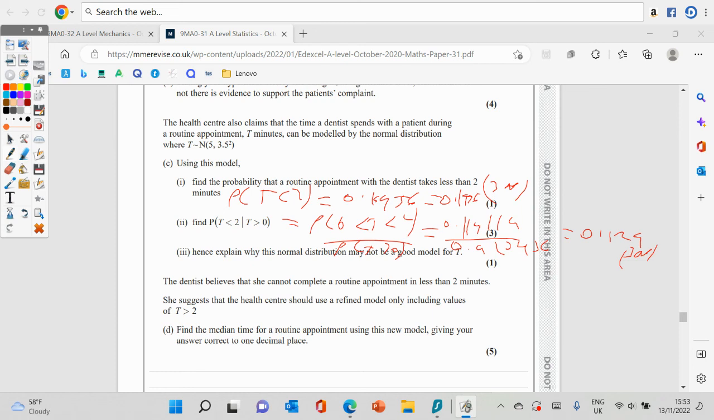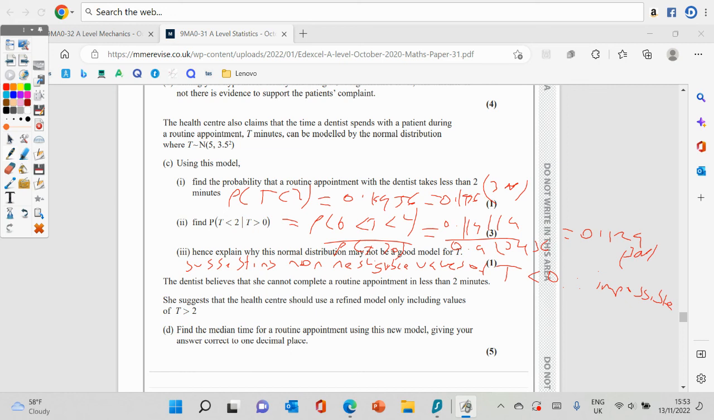Hence explain why this normal distribution may not be a good model for t. Well, it's suggesting non-negligible values of t less than 0, which is completely impossible.